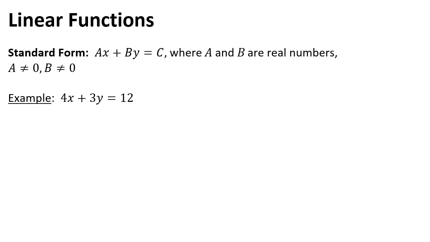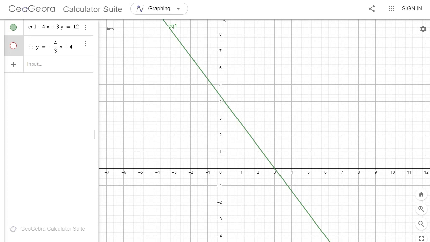I can solve this for y. So I have 3y equals minus 4x plus 12. Now divide both sides by 3. So y equals minus 4/3 x plus 4. And we can see the line here. 4x plus 3y equals 12, and of course, that is the same line if we solve it for y: y equals minus 4/3 x plus 4.